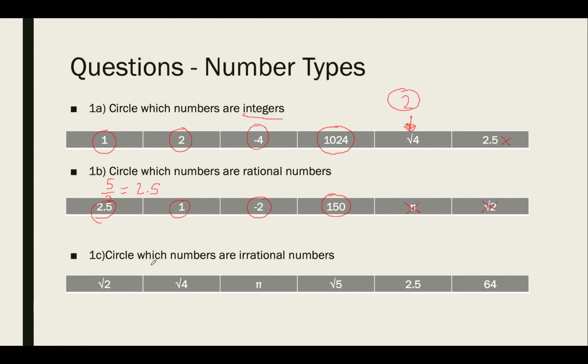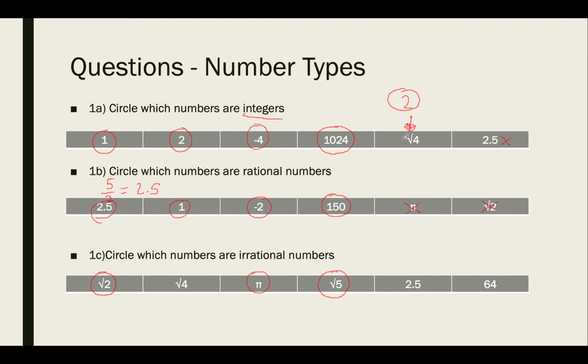Now circle numbers which are irrational numbers. Now this is where it becomes really useful to remember what we said on the previous slide. The 3 main ones that you're going to have to remember are the square root of 2, pi and the square root of 5. Now the rest of these numbers are actually not.